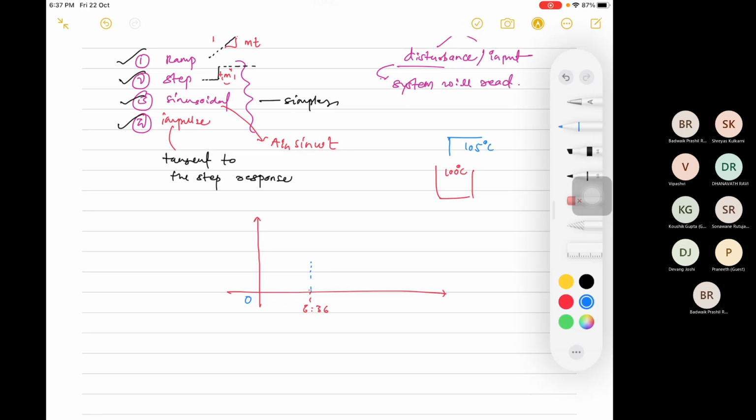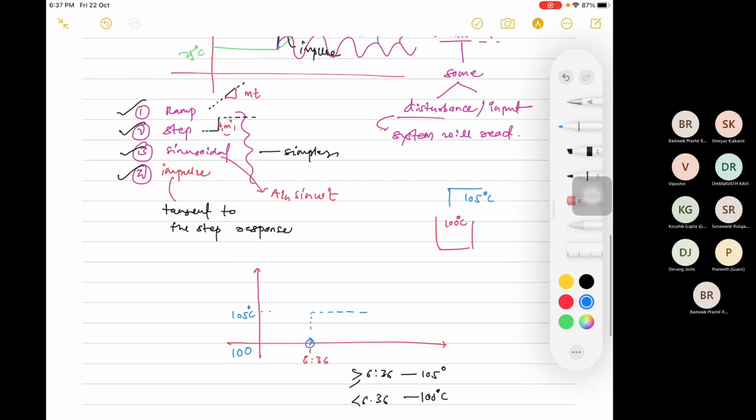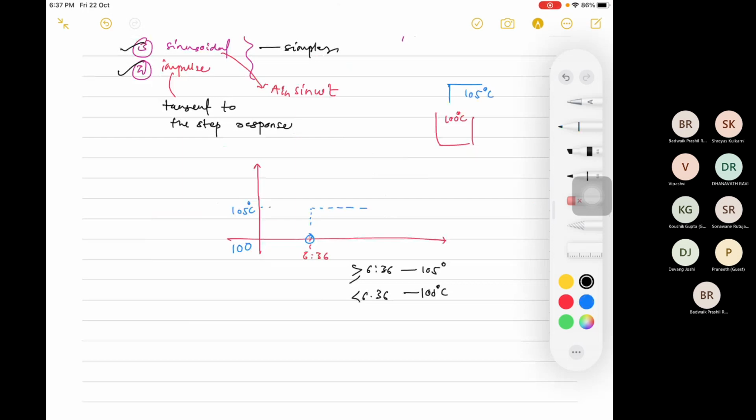So what was it up to 6:36? It was 0, and when time became greater than or equal to 6:36, meaning less than 6:36, the temperature was 100 degrees Celsius and now it is 105 degrees Celsius. So what is your profile? It is at 100, and now it is at 105. This is the general representation of input, and I am writing it as small xt. Don't confuse it with capital X.